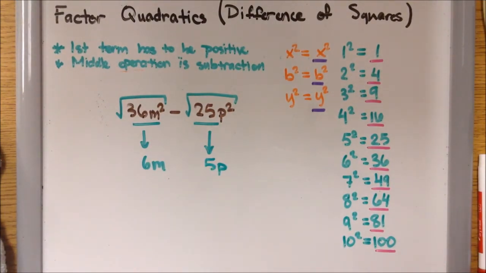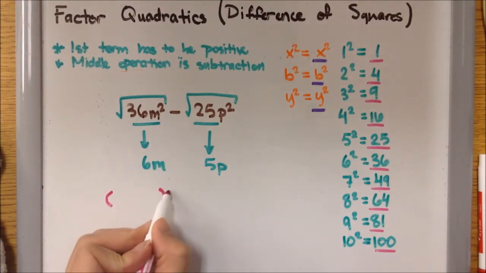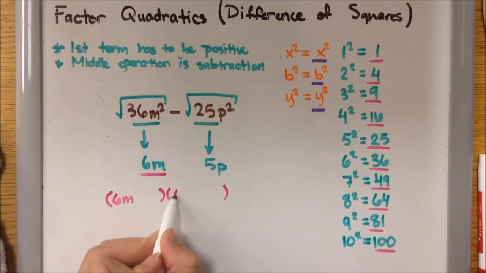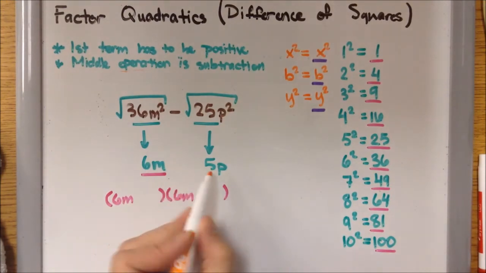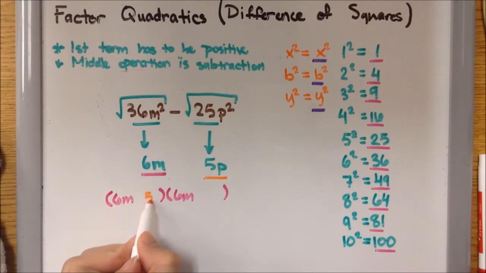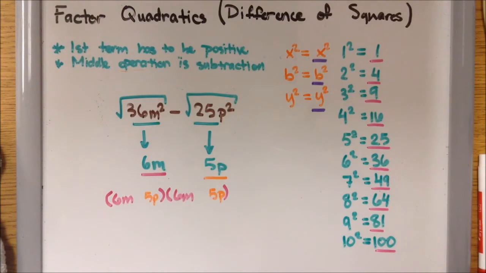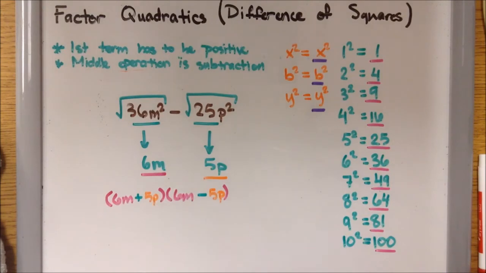So I'm going to put parentheses. The first term will be 6m in both of them. The last one, 5p, will be the last part of each answer. Then one has plus, the other has minus. So 6m plus 5p, and then 6m minus 5p. That will be our final answer.